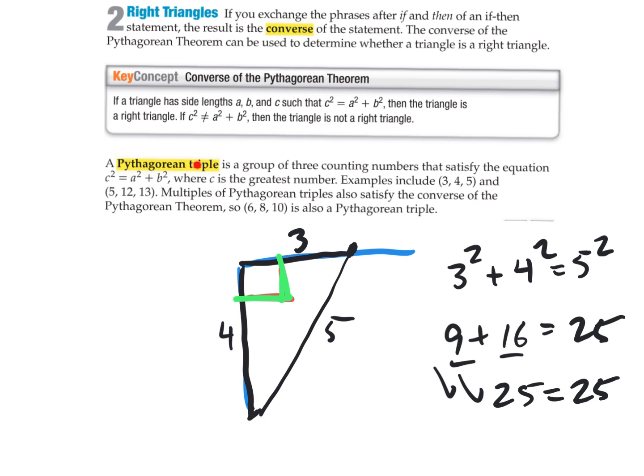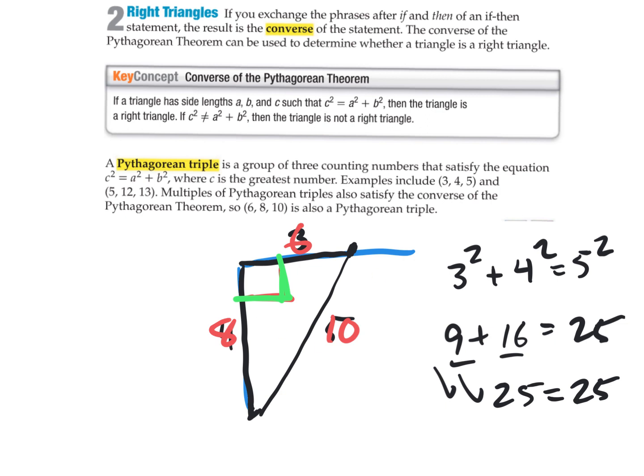So it says right here, a Pythagorean triple is a group of 3 counting numbers. Like counting, we're talking about non-square root numbers, right? Like actually 3, 4, 5. That's a Pythagorean triple. And you could use multiples of this Pythagorean triple. In other words, this could have easily been 6, 8, and 10. All I did was multiply the 3 times 2, the 4 times 2, and the 5 times 2. And that's a Pythagorean triple.